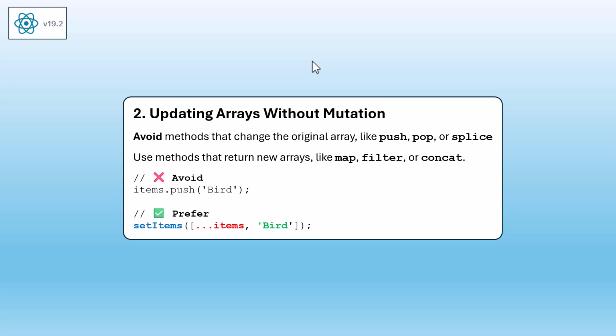A small pitfall to note: slice and splice sound similar but behave very differently. Slice copies all or part of an array, while splice actually modifies it. In React, you'll use slice far more often because it doesn't mutate.